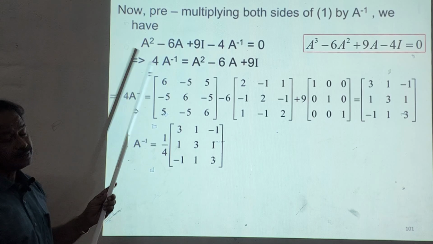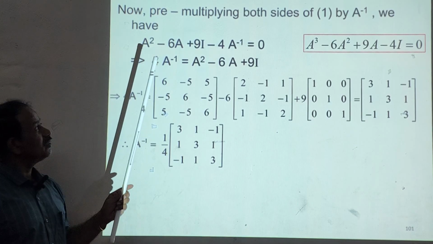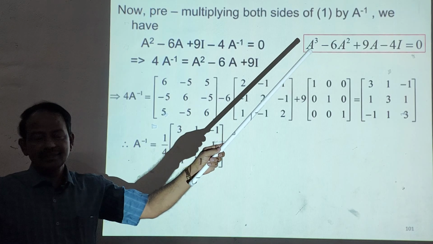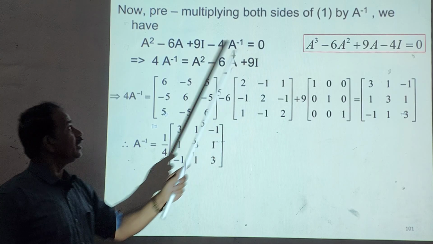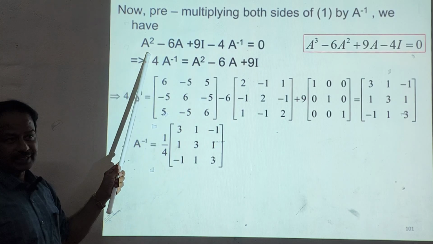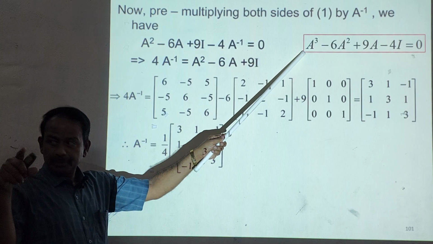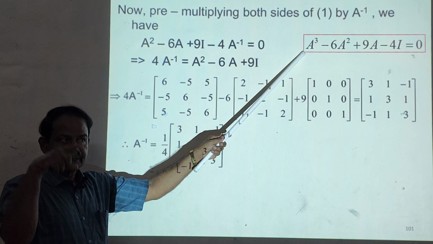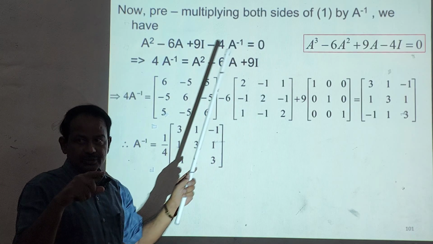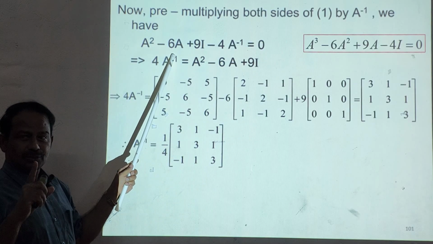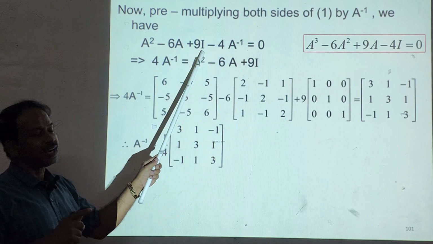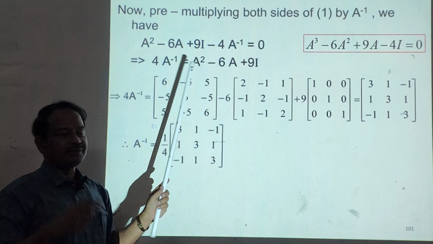Now we will have to find out A inverse. So, this is the characteristic equation. You multiply on both sides by A inverse. Multiplying A cube on both sides by A inverse, as I said, A inverse A cube will be A squared. Minus 6A squared multiplied by A inverse will give you 1A. So, minus 6A plus 9 A inverse A, which is the identity matrix I, minus 4 A inverse equal to 0.